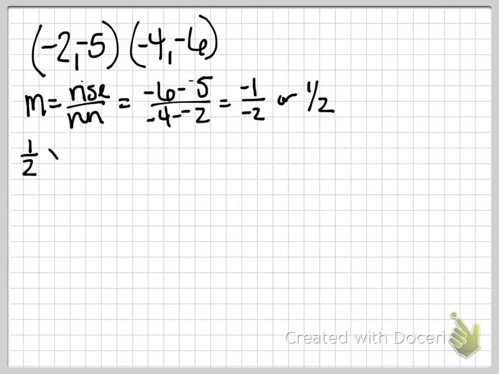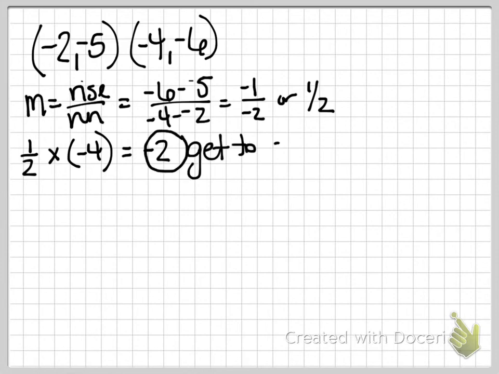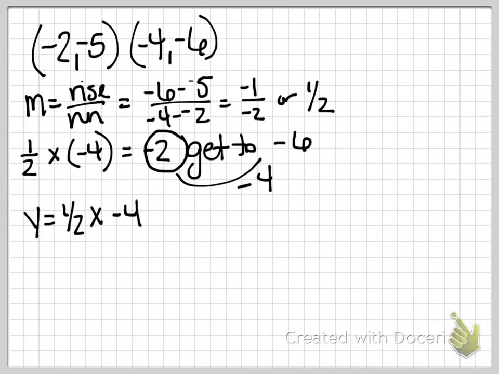So again, I'm going to reason in my mind. I'm going to say, okay, half of negative 4 is negative 2. Well, if I use negative 4, I should have gotten negative 6. So I have to get from negative 2 to negative 6. So that would be negative 4. So there's your y-intercept. So your equation is y equals 1/2 from the slope you found minus 4.